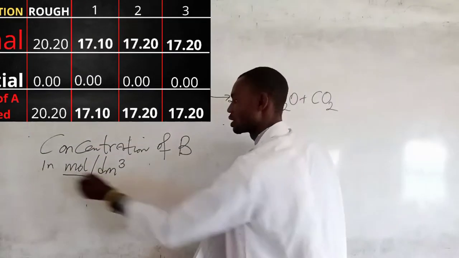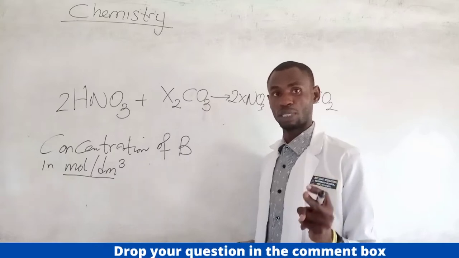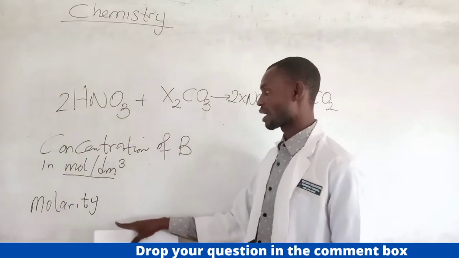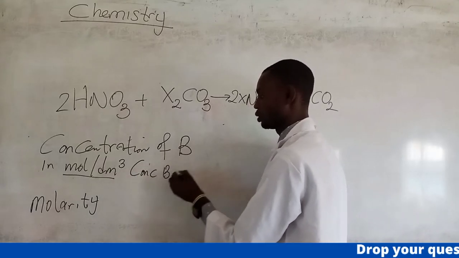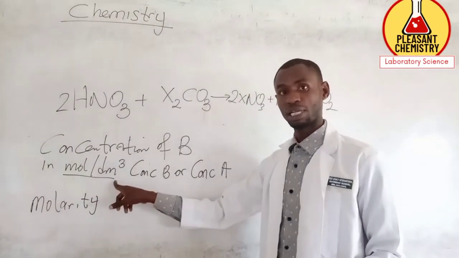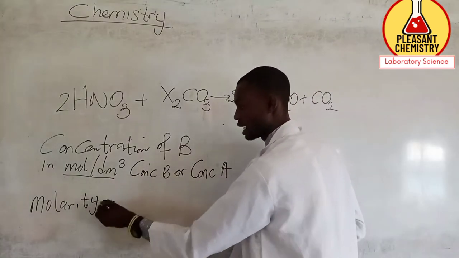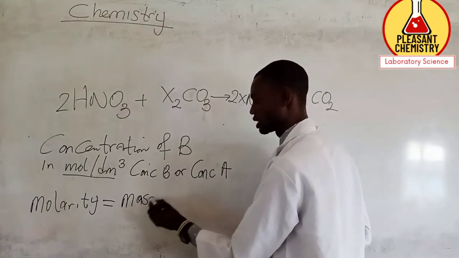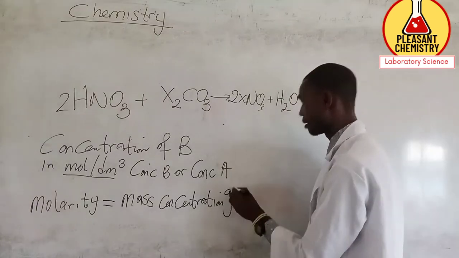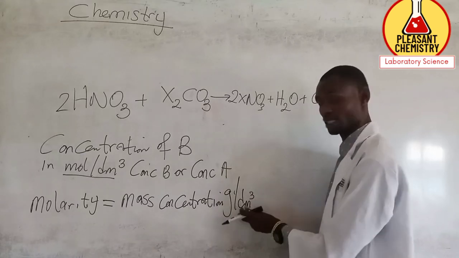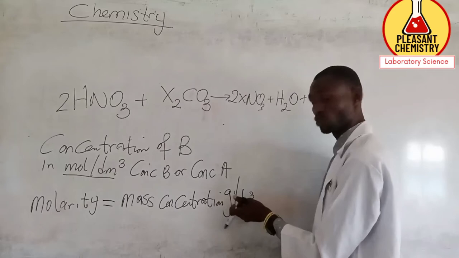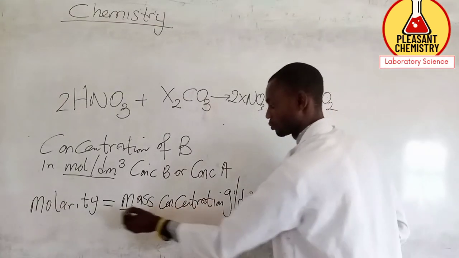Remember, when we are calculating concentration in mole per dm cube, we can use 2 formulas. We can say molarity, which represents either conc of B or conc of A. The unit of concentration is mole per dm cube. This molarity is equal to mass concentration, expressed in gram per dm cube, over molar mass. Whenever we see gram per dm cube, the value that carries this unit represents our mass concentration.